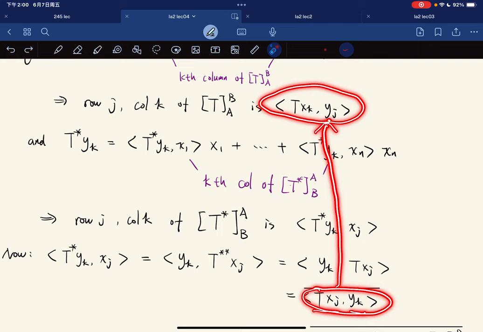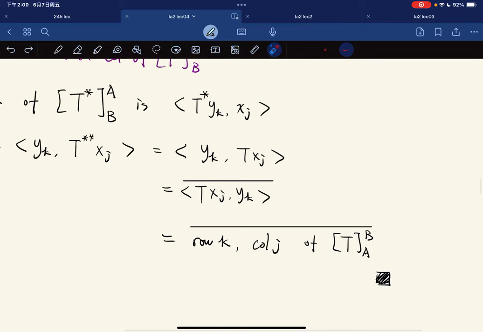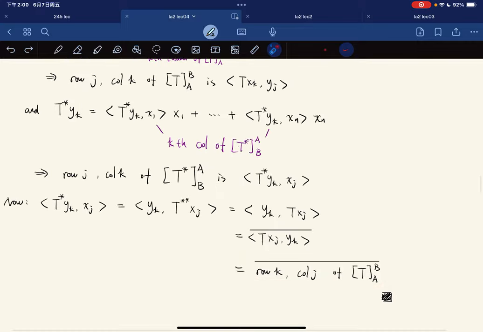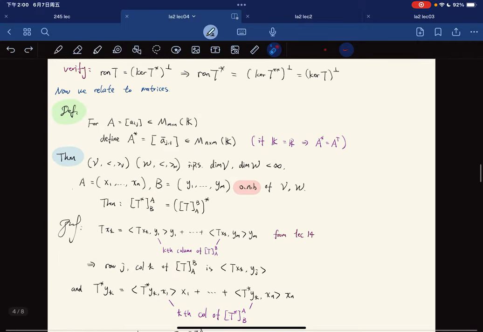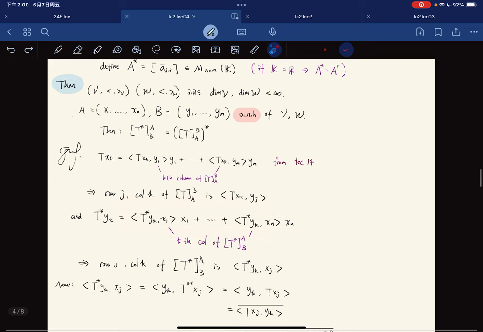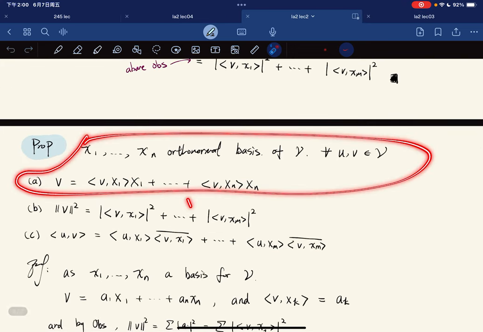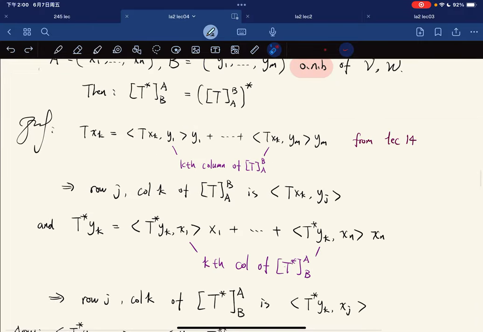Right? So the row j column k of this is the conjugate of what? Row k column j, right? As you can see, row k column j of this. So we're done. It's just by direct computation and the use of this formula. This formula here. Okay, so we're good.